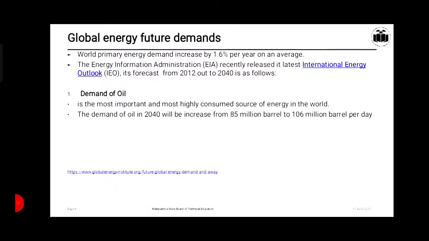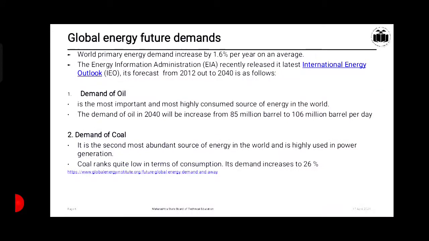The demand of oil in 2040 will increase from 85 million barrels to 106 million barrels per day. Very carefully observe this sentence because these digits show very important information regarding the demand of oil.